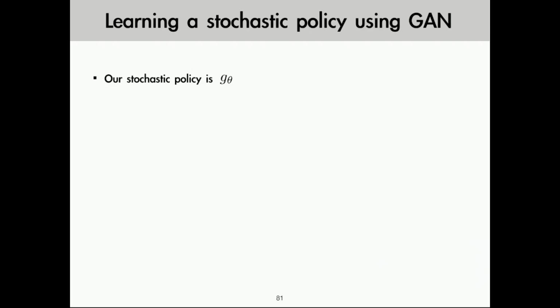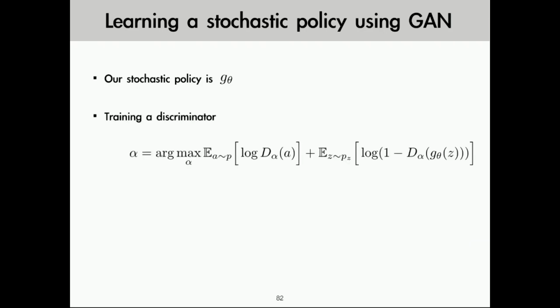So if we apply this framework to our problem, then our stochastic policy is basically represented with this generator G. And we're going to train a discriminator as follows. We're going to take those actions that are sampled from P, which means those actions that were on the solution trajectory, and train a discriminator such that we increase the values for the actions that were sampled from P, and decrease the values for the actions that are generated by G.